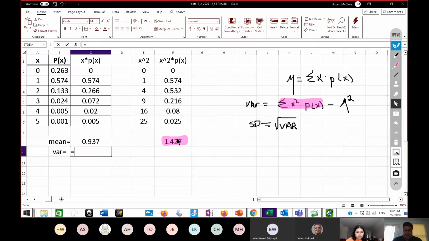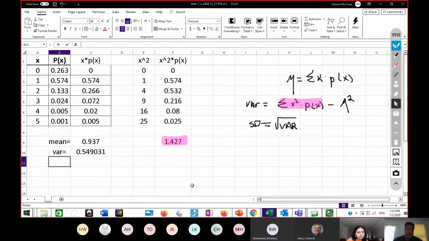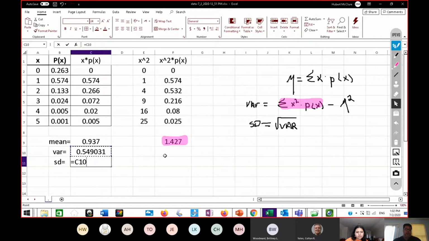Minus parentheses 0.937 raised to the second power. And that's right there. 1.427 minus, that's 0.937 squared. Read the formula. And now the standard deviation is equal to the variance raised to the 1/2 power, or the square root. I just used 0.5 because it's easier. And write those numbers down because those are the numbers that are important to you for a test.